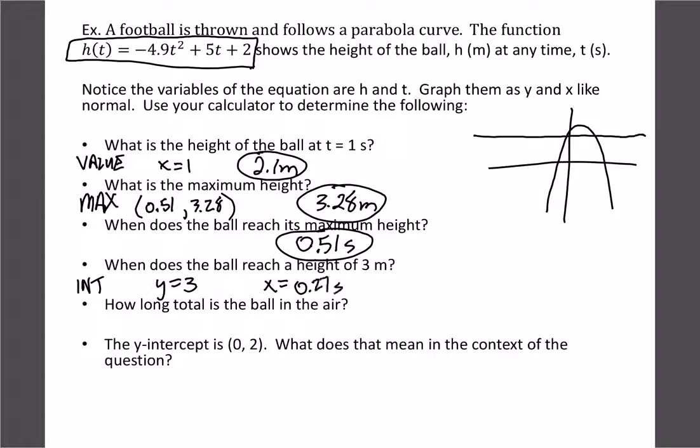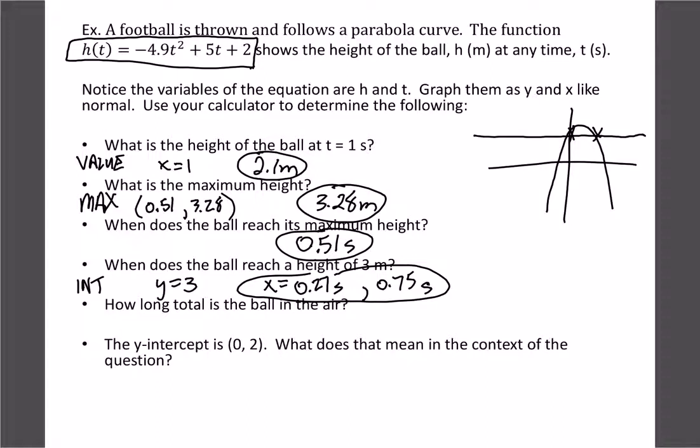So we get 0.27 seconds. But if you notice from the graph, we get 0.27, which is the first one, but we also get another intersection point further over. So we go second calc intersect one more time, move our cursor a little bit over, hit enter a couple of times, and that gives us 0.75 seconds. So we actually get two different answers because the ball's on its way up, gets to 3 meters, hits the peak, and then comes back down again.